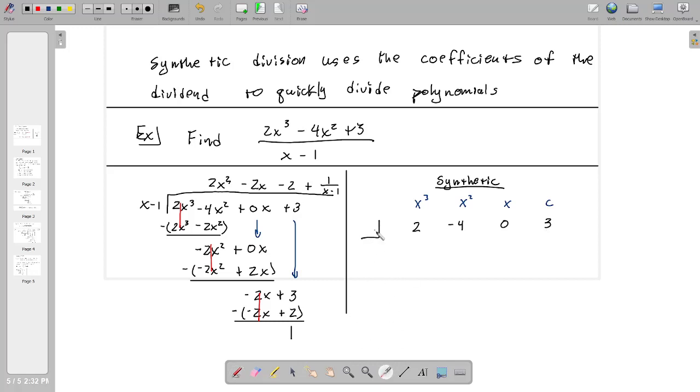Then I write a number here from the denominator. This comes from the divisor. X minus 1 means that I write a 1 here. Notice that it changes the sign. There are a couple of ways to learn it, but I teach it in such a way that the negative in x minus 1 becomes just a positive 1 here. And synthetic division is always done the same way in the first step. The 2 comes down.